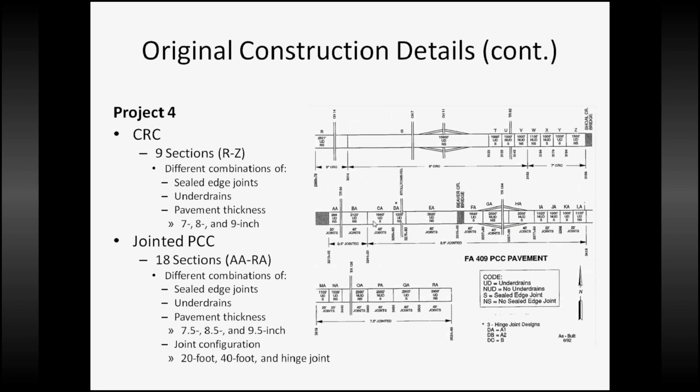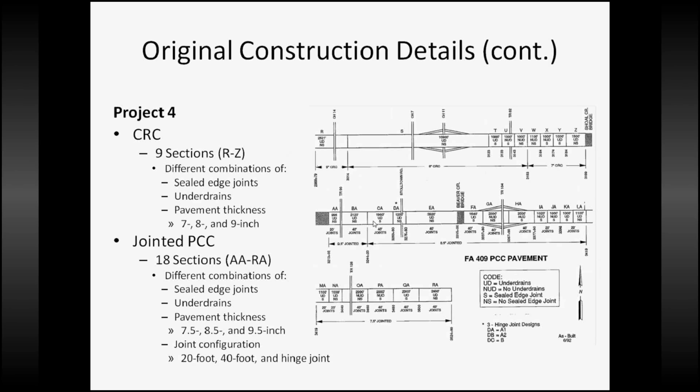Project 4 was located near Project 3. It consisted of 9.7 miles of cement concrete pavement. The first 4 miles were 9 sections of CRC. The 9 sections were different combinations of sections with sealed edge joints, underdrains, and 3 different pavement thicknesses. Now, it's really important to mention that this CRC was not mechanistically designed, but we were interested in looking at the pavement performance with respect to thickness and all these other different constraints.